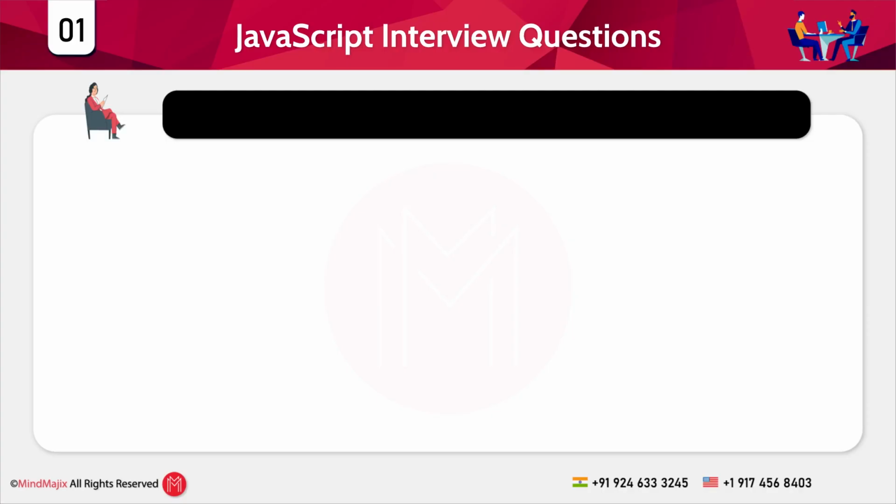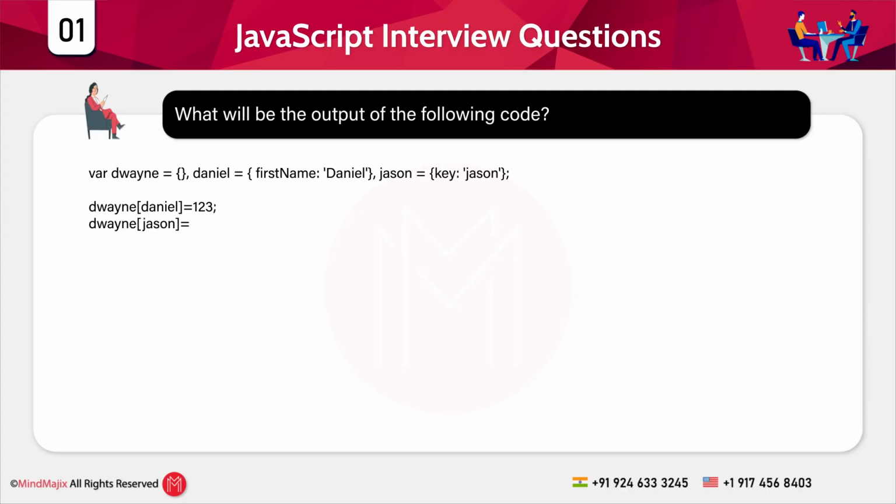So the first question is, if we created one object, dwan equal to curly braces, comma, Daniel, first name is Daniel, comma, JSON equal to key colon JSON. Now, dwan of Daniel equal to 1, 2, 3. Dwan of JSON equal to 4, 5, 6. Now, console.log, if we print the dwan of Daniel, what will it print?